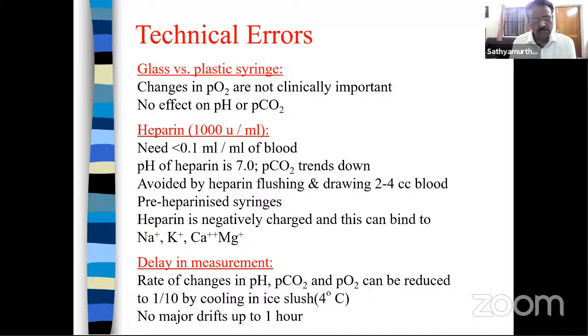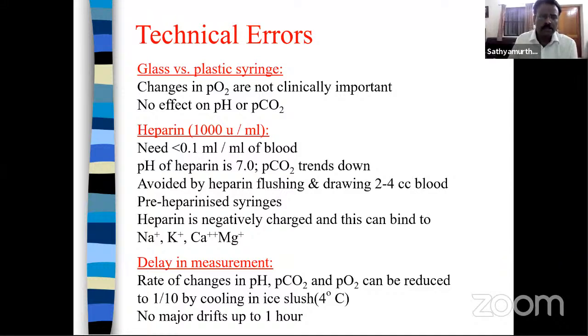And sodium, it doesn't really matter because it's in hundreds, whereas potassium, calcium, magnesium are in only single digits. So that is something you should remember. Don't go by your potassium, calcium, magnesium values in ABGs because of this problem. And then how to overcome this? Always take as little heparin as possible. So you take heparin, aspirate, and then flush it completely.